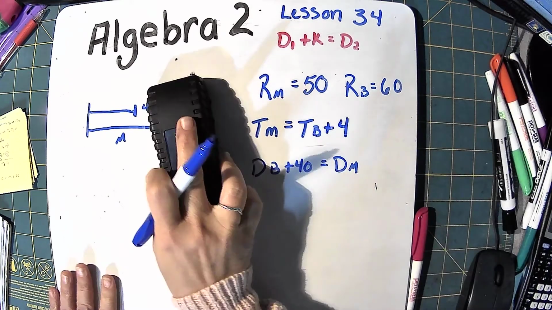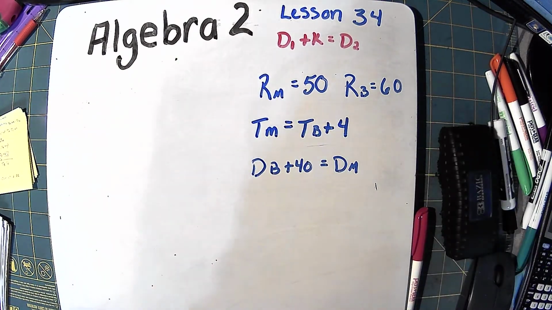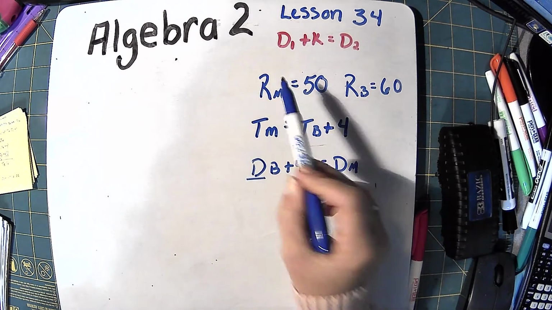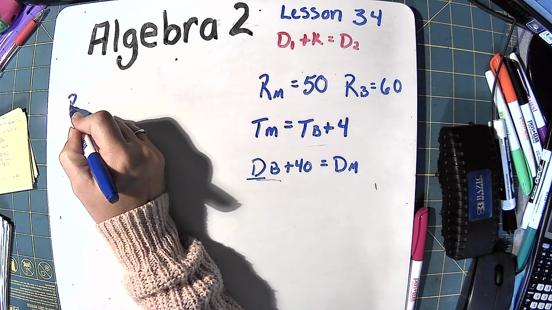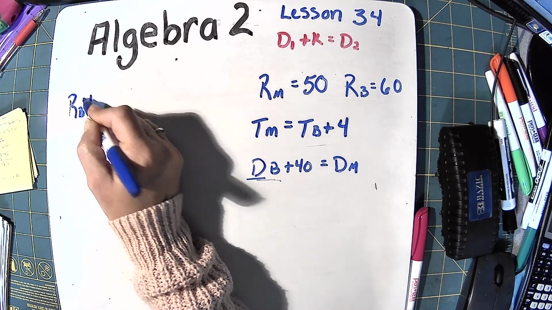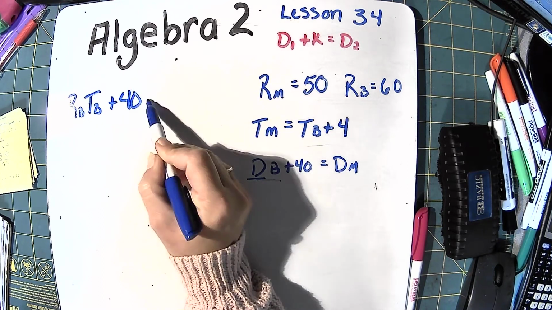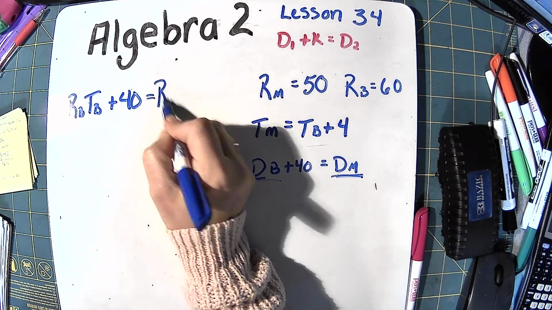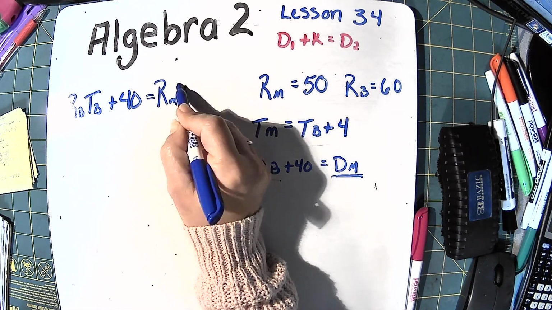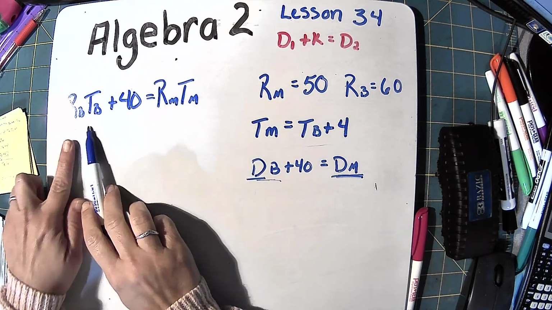That's our main equation, and from that we're going to be able to write our rate and time, because we know we can replace distance with rate times time. So the distance of Beauregard would be the rate of Beauregard times the time of Beauregard, plus 40 equals distance of M, which would be the rate of M times the time of M. Okay, so there's our main equation right there.